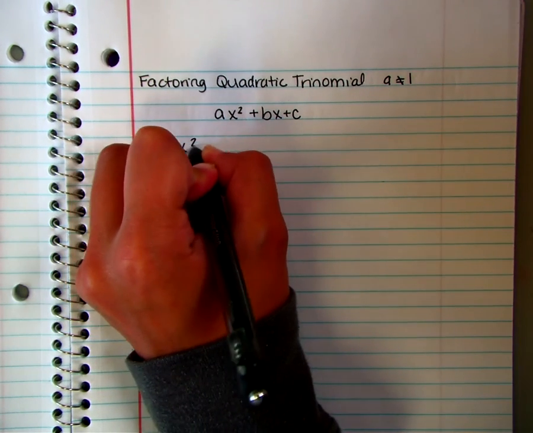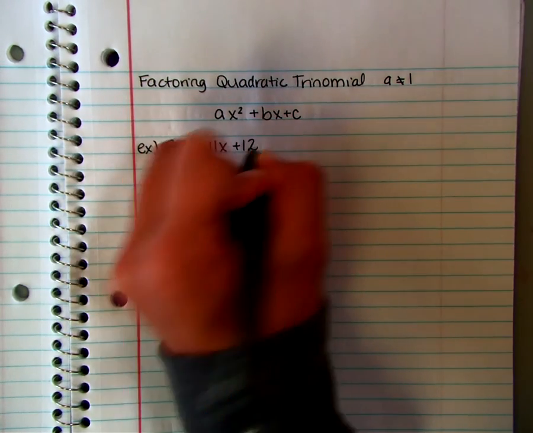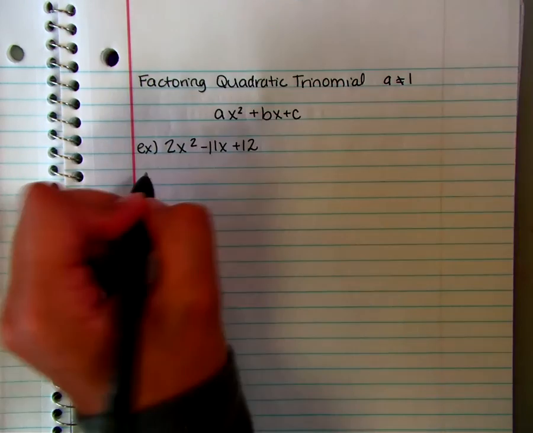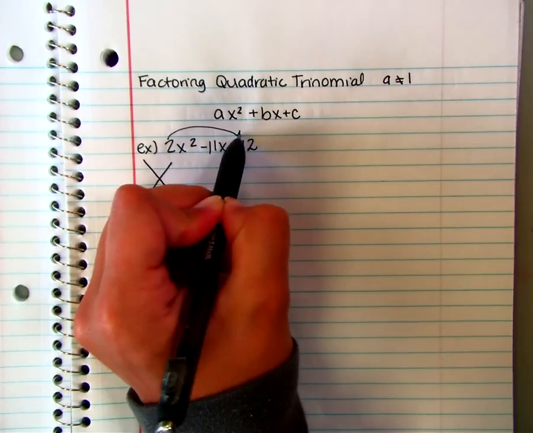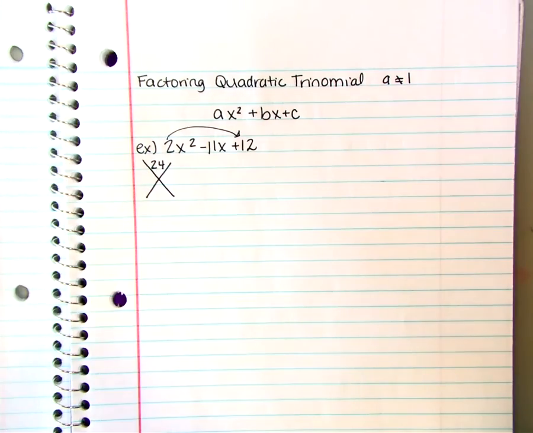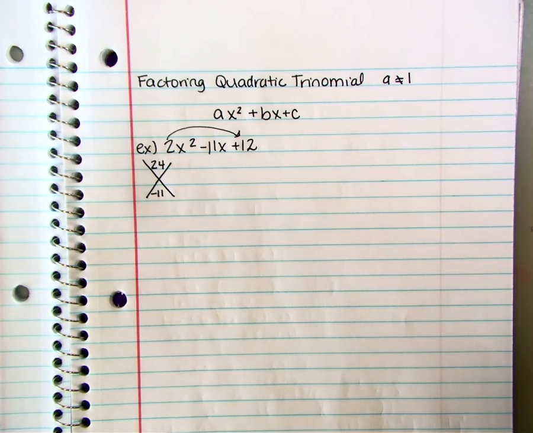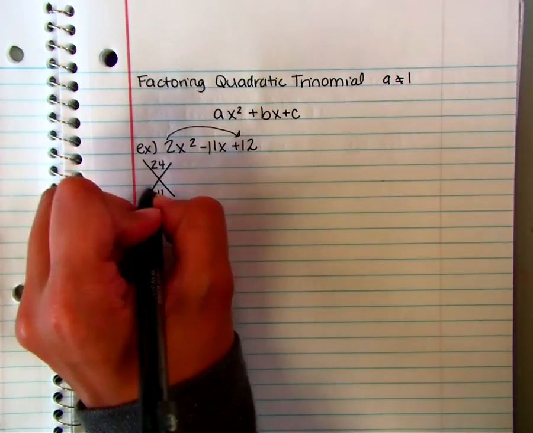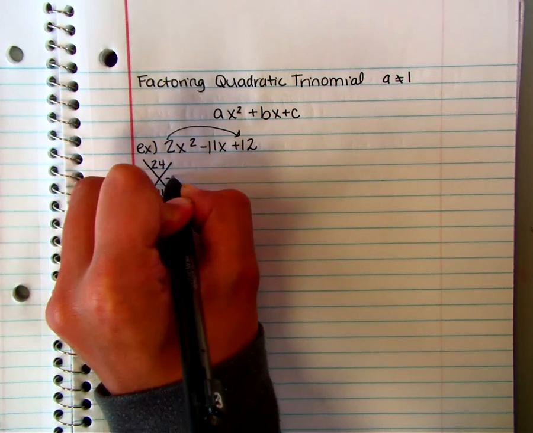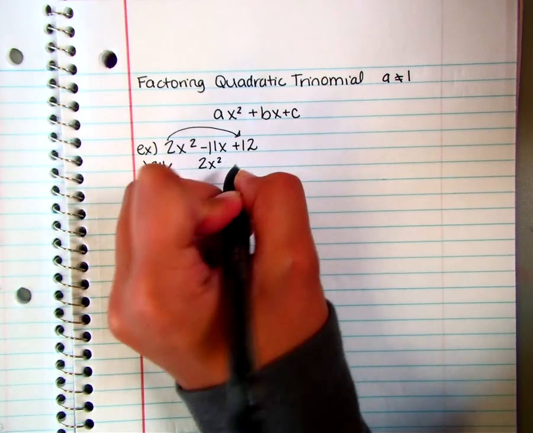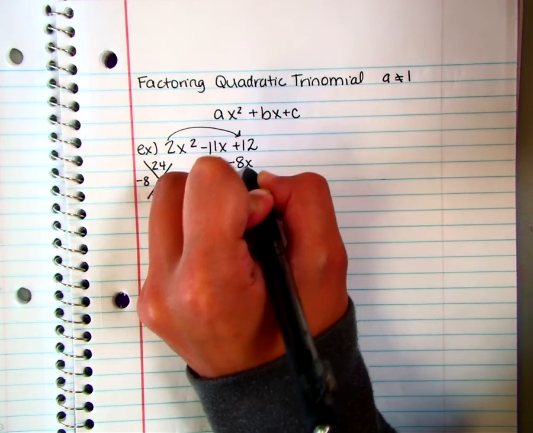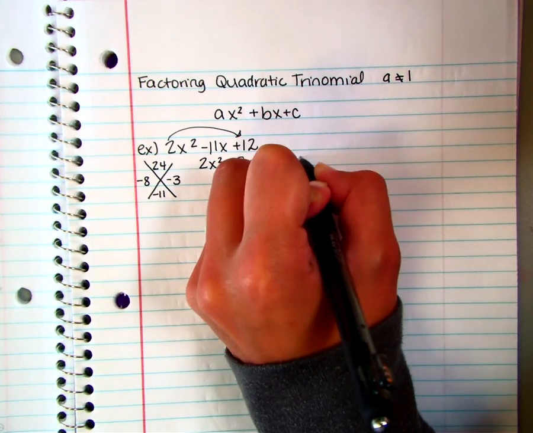So we'll have 2x squared minus 11x plus 12. We're still going to draw our x. On top, we're going to multiply a times c, so 2 times 12, which is 24. And b is on the bottom. We're thinking of two numbers that multiply to give you 24, but add to give you negative 11. After thinking about it, you should come up with negative 8 and negative 3. Then we're going to rewrite our trinomial in 4 terms. So we'll have 2x squared minus 8x minus 3x plus 12.